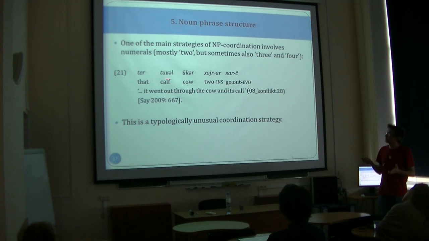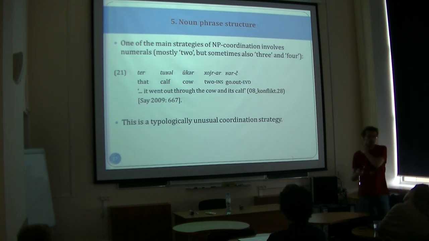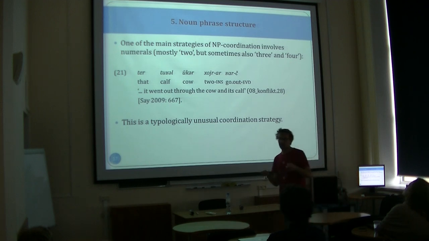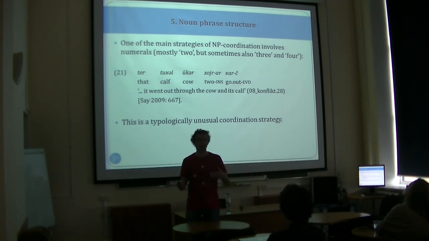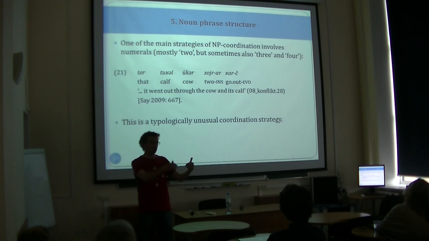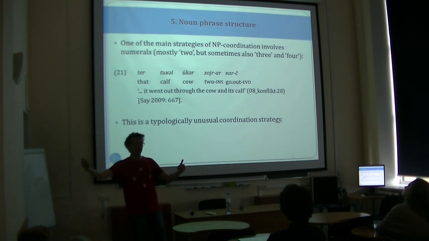And so where is the case marking? The case marking is on the noun which literally means two. So literally it is this cow, this calf, no case markers, this cow, no case markers, two of them, case marker, finally, it went out. Okay. So literally, if I give a book to Peter and Paul, it would be Peter and Paul, two of them, I give the book.